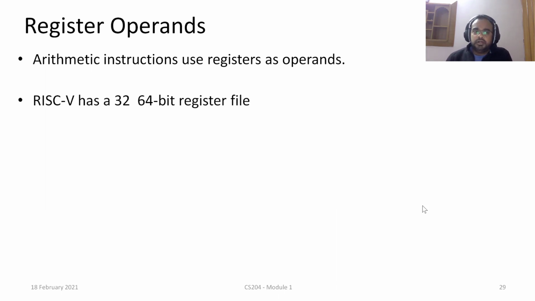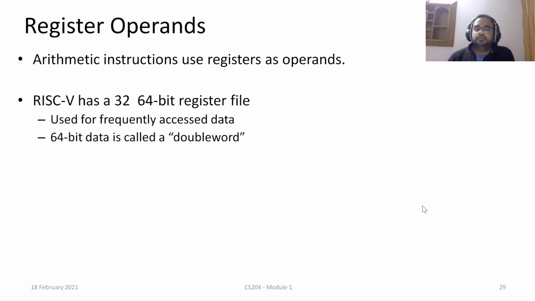So the 64-bit version of RISC-V has 32 registers, and each register is of size 64 bits. So it can store 8 bytes of data, or an 8-byte value. The registers are primarily used to access the frequently used data so that we don't need to go to the slower memory.